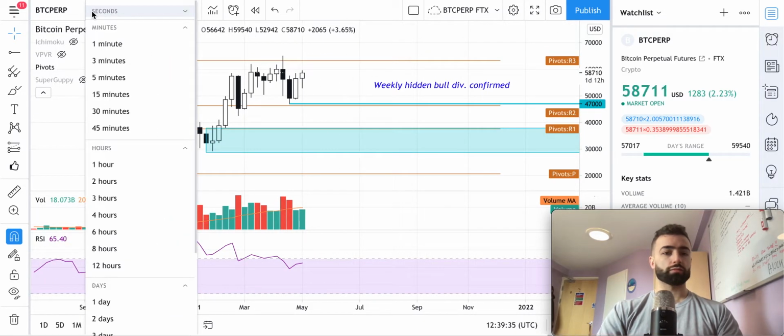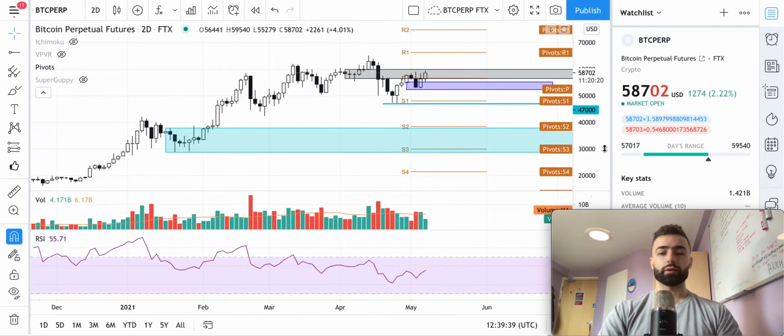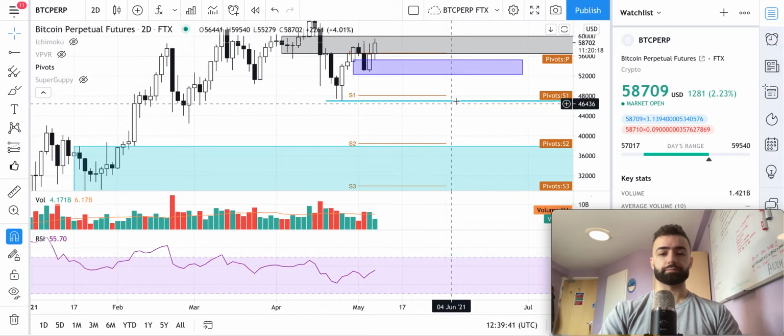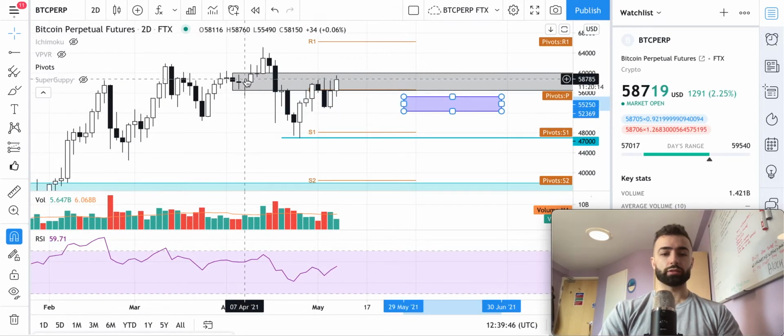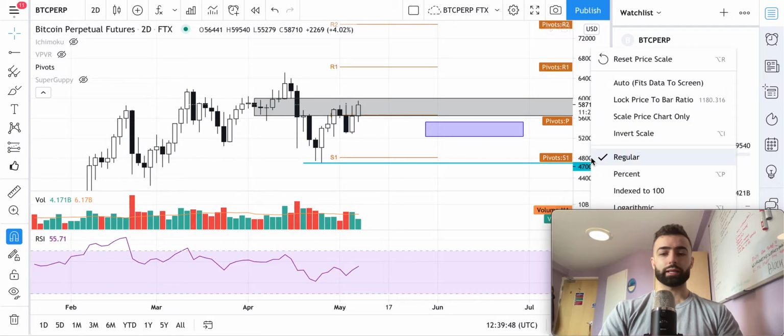So let's go to the lower time frames now and see if we can get a little bit more clarity on what we're dealing with here. So if we look at the 2-day time frame, this is the level that we talked about, this gray level back here.